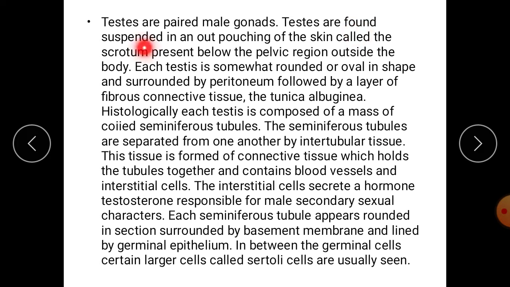Testes are found suspended in an outpouching of the skin called the scrotum, present below the pelvic region outside the body. So testes are present outside the body in males in the suspended skin pouch called scrotum. Each testis is somewhat rounded or oval in shape and surrounded by peritoneum, followed by a layer of fibrous connective tissue, the tunica albuginea.